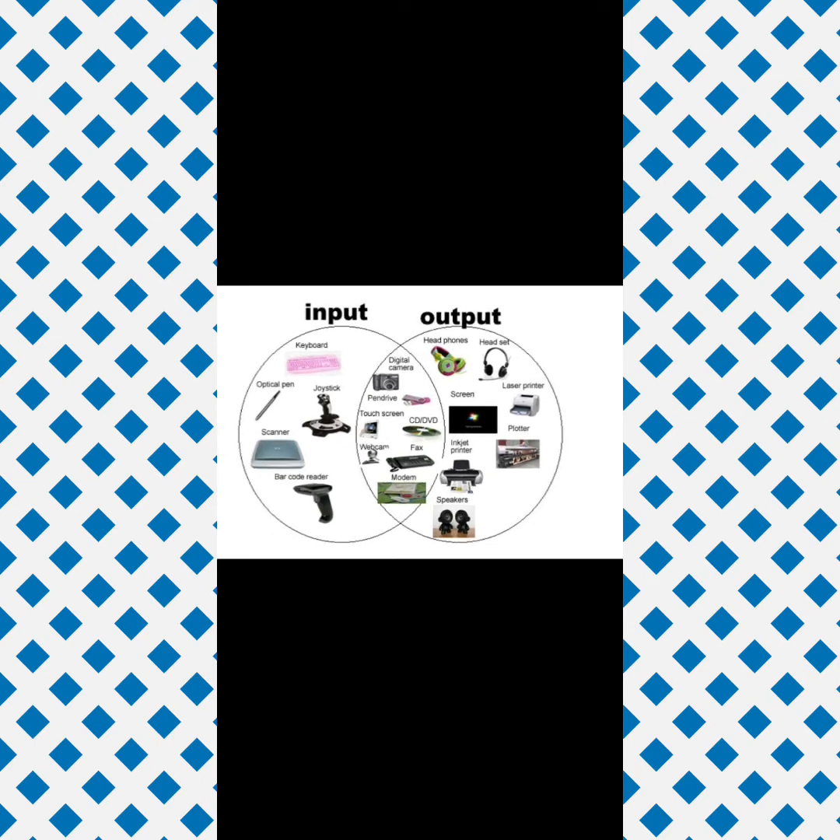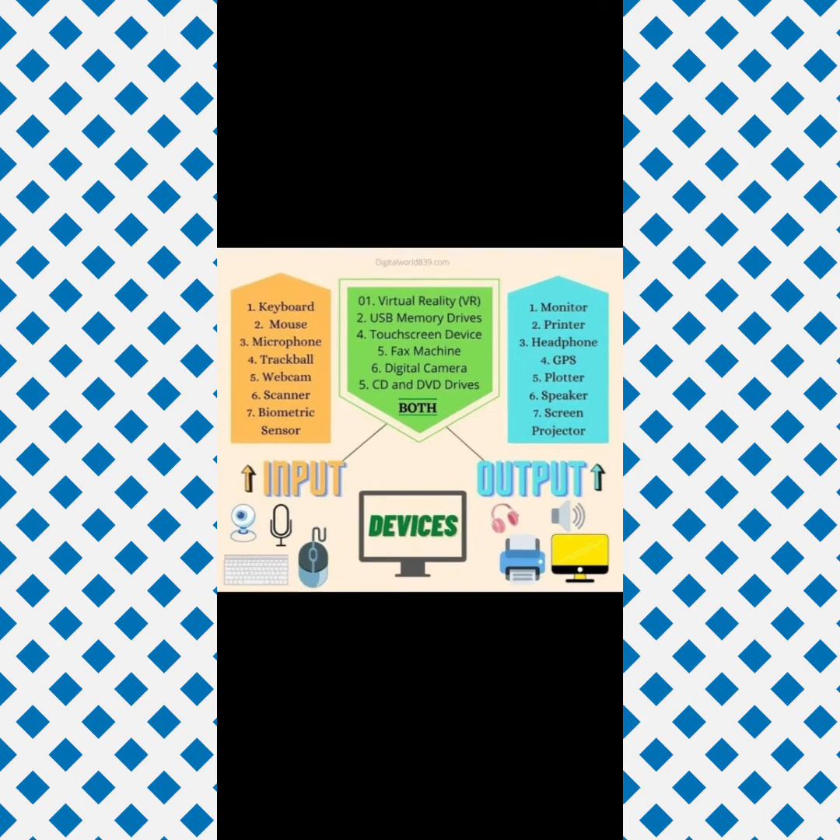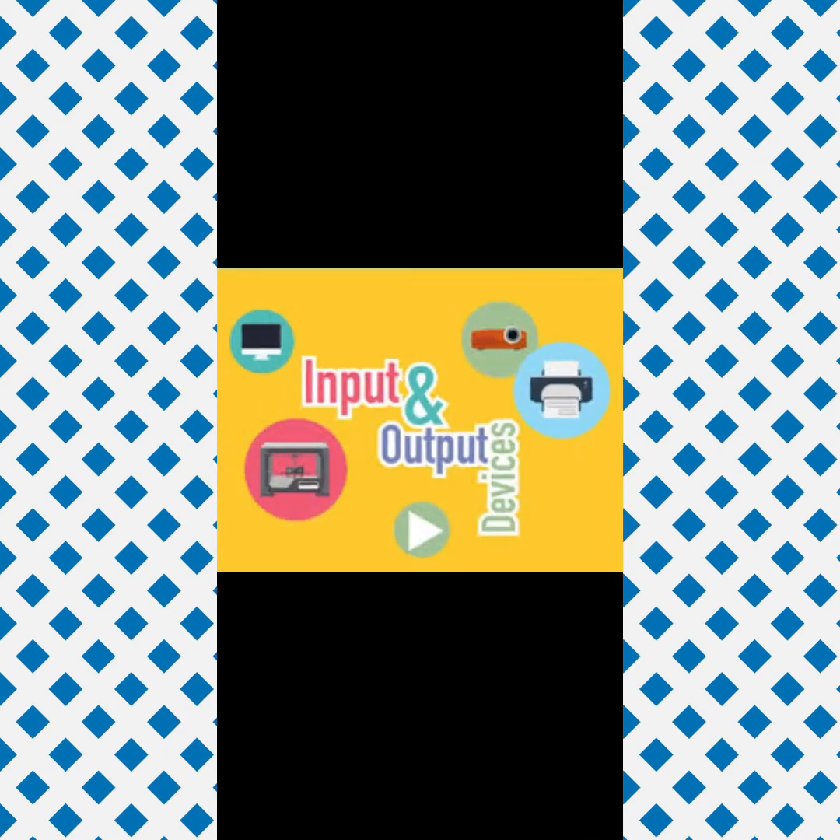Okay. So now let's have a comparison and similarities. For example, input and output have similarities, that is: number 1, virtual reality, number 2, USB memory drive, number 3, touch screen device, number 4, fax machine, number 5, digital camera and number 6, CD and DVD drives. So we have learned about input and output devices.